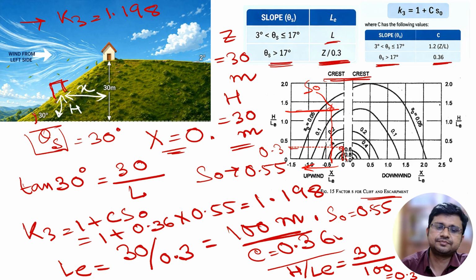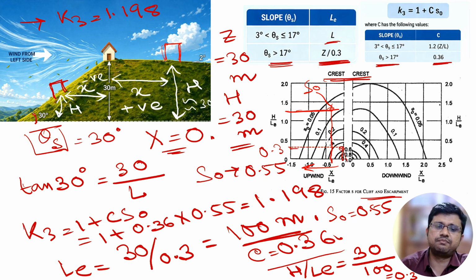Now in the upwind slope, we know that this is the upwind slope where X will be negative. And if one particular building is located in the downwind slope like this, at that time this will be H. And here you can easily say that H will be very close to 30 meter because the downwind slope is less than 3 degree. So these two heights will be almost the same, close to 30 meter. And this particular value will be X. Here it will be positive. In this position it will be negative. Here it will be positive.